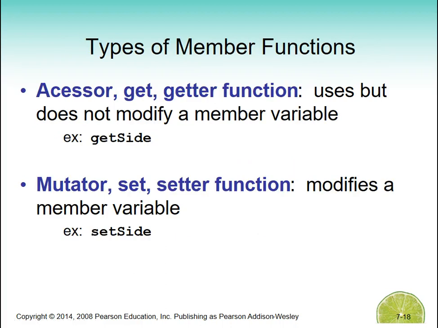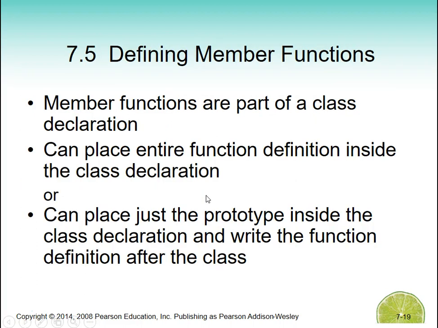Accessors are your getters. Mutators, or setter functions, modify a member variable. So you'll hear this terminology, getters and setters. An accessor is a getter, a mutator is a setter.